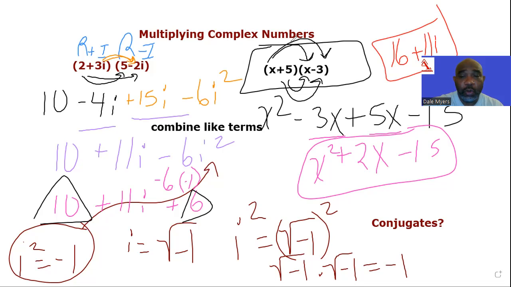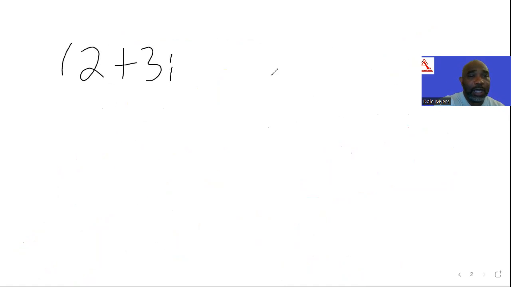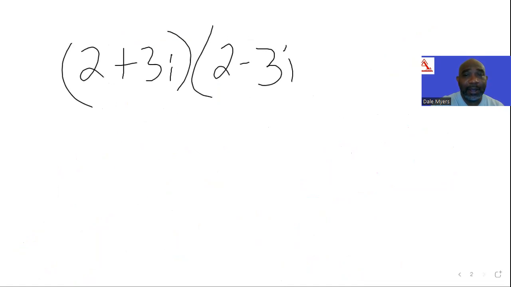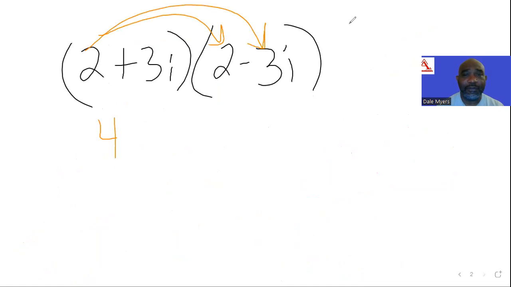But we're going to use the conjugate. If you remember, the conjugate is sort of like the opposite. Let's look at it very quickly. If I gave you 2 plus 3i, the conjugate of 2 plus 3i is 2 minus 3i. We're going to follow our same rules. First, let's distribute that 2. 2 times 2 is going to give us 4. 2 times negative 3i is negative 6i.